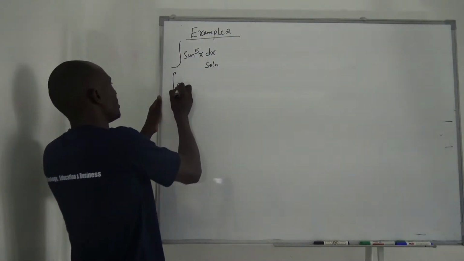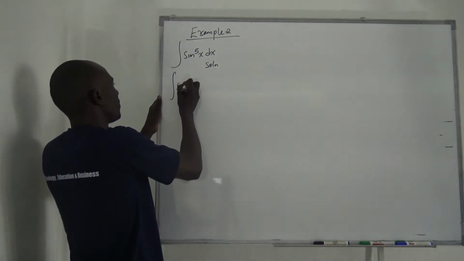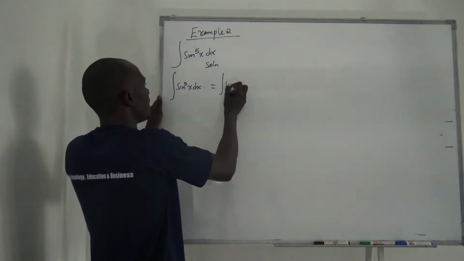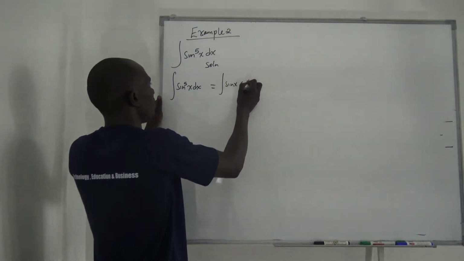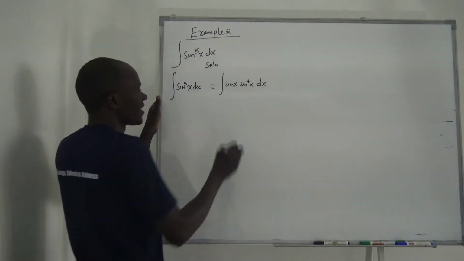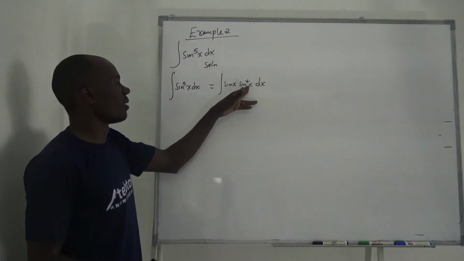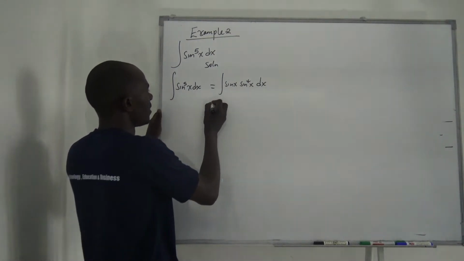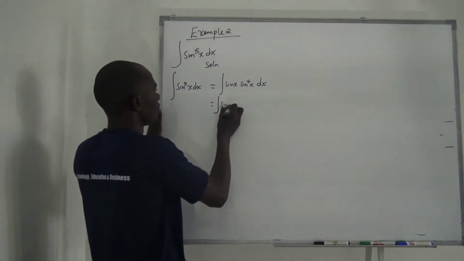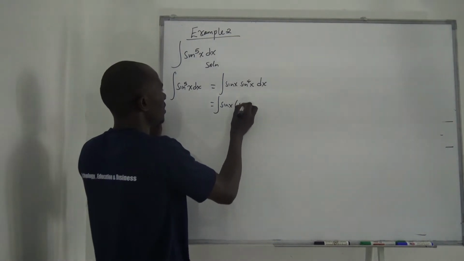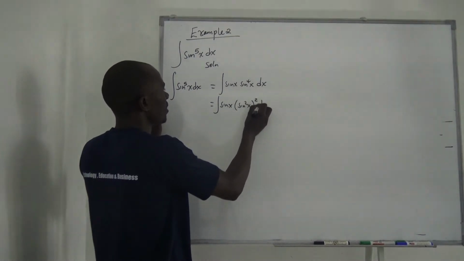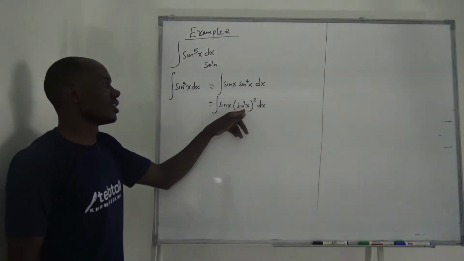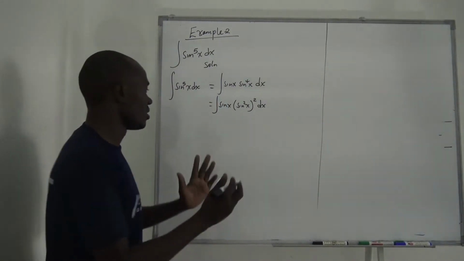So this becomes integral of sine power 5x dx, which is the same as integral of sine x times sine power 4x dx. Now you can see sine x times sine power 4 gives you sine power 5. This is the same as integral of sine x into sine squared x, the whole of it squared, dx. Are you getting that? When you say sine squared power squared, you are getting sine power 4.